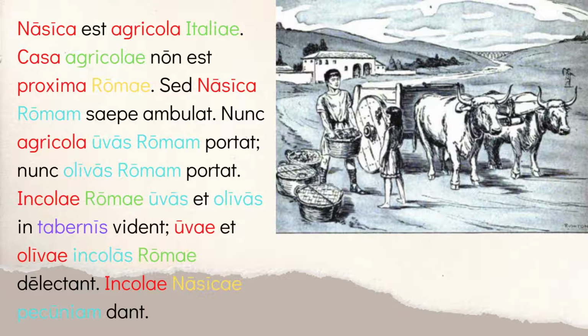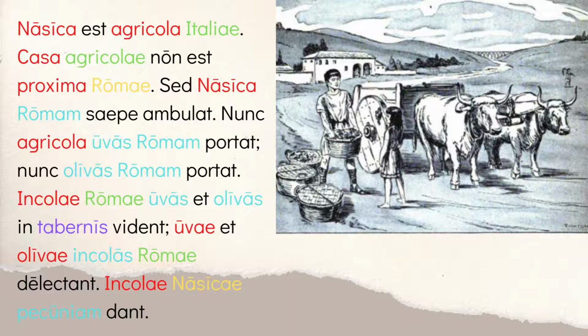So why is Romam accusative? Again, you're trying to express that motion toward without having a preposition. So you're trying to say that he's walking to Rome, right? It's that idea of place to which, you might say. So he's walking to Rome and he's carrying grapes, right? So now the translation is: now the farmer is carrying grapes to Rome, right? He's on his way there.